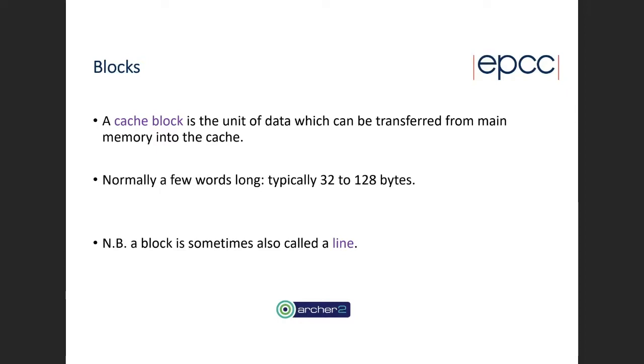Okay. A bit more terminology. A cache block is the unit of data which can be transferred from main memory into the cache and back again. And so normally this is the order of a few words, so typically 32, 64, 128 bytes. Again, historical reasons. There's multiple terms of terminology here. Cache block is also sometimes called a cache line. You'll hear both used. They mean exactly the same thing. I'll try to stick to calling them blocks, but I may fail. If I talk about cache lines, then I'm talking about exactly the same thing.